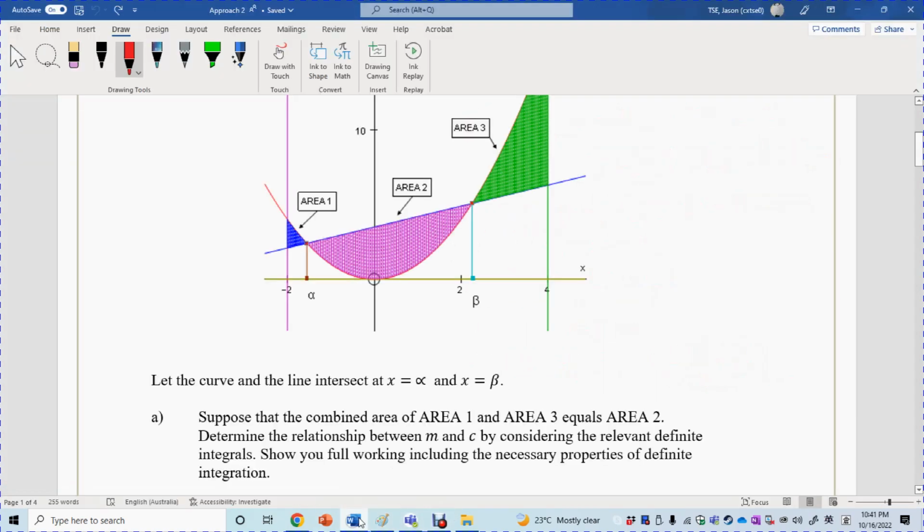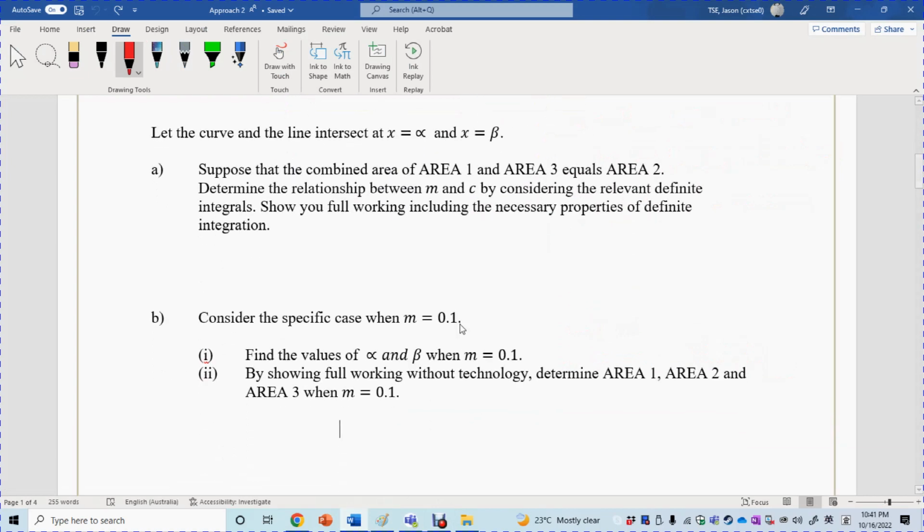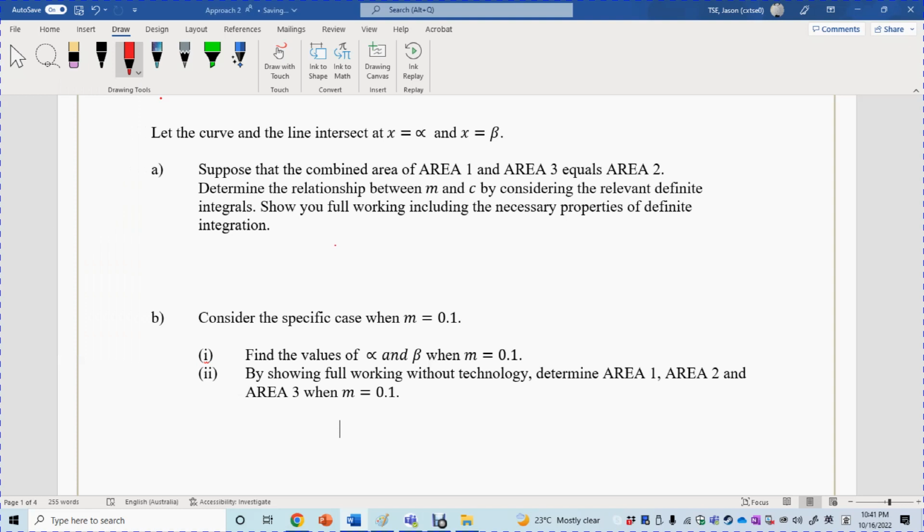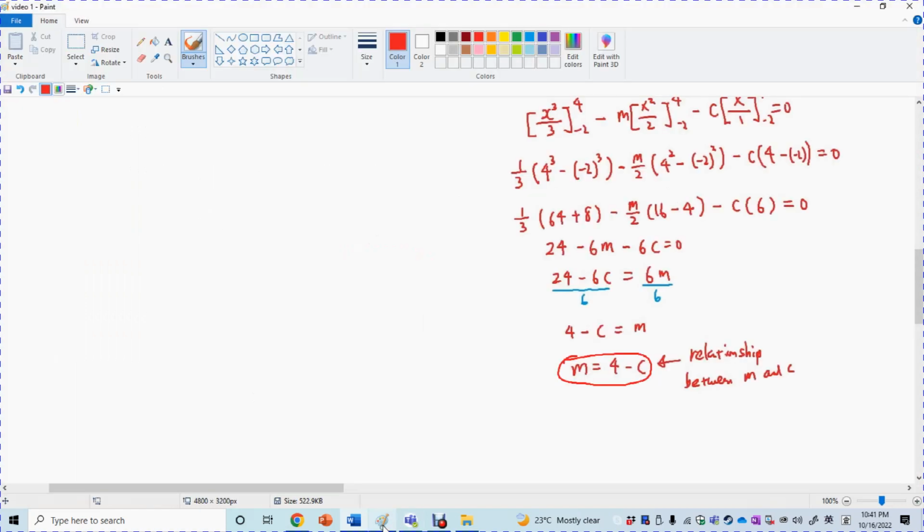Alright, so let's move on to our next question. That's part A we've done. Remember, for part A, the answer we've got is c equals 4 minus m. Oh, wait, we've got m equals 4 minus c, but another way to write this is c equals 4 minus m. Sorry for that. Okay, the same.